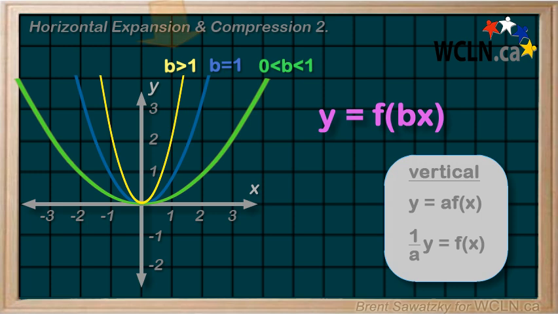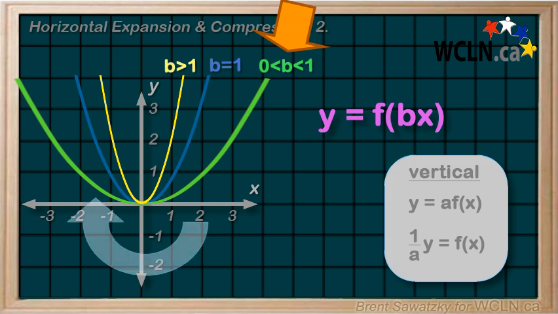If b is greater than 1, then our reciprocal, or our multiplier, is less than 1, and we have a horizontal compression. If our b is between 0 and 1, then the reciprocal, or the multiplier, is now greater than 1, and we have a horizontal expansion.